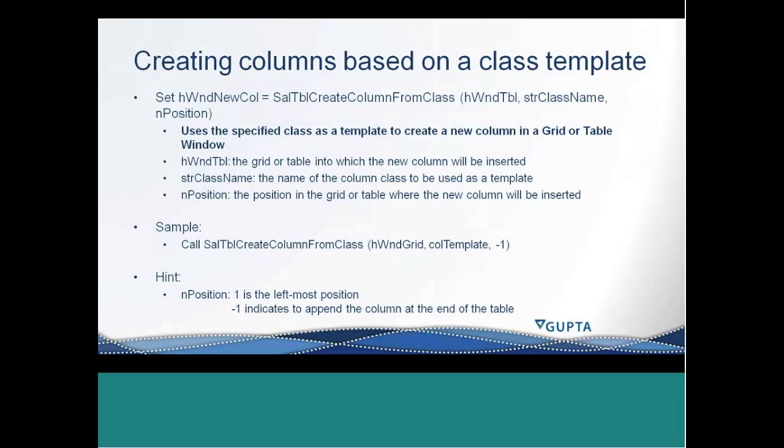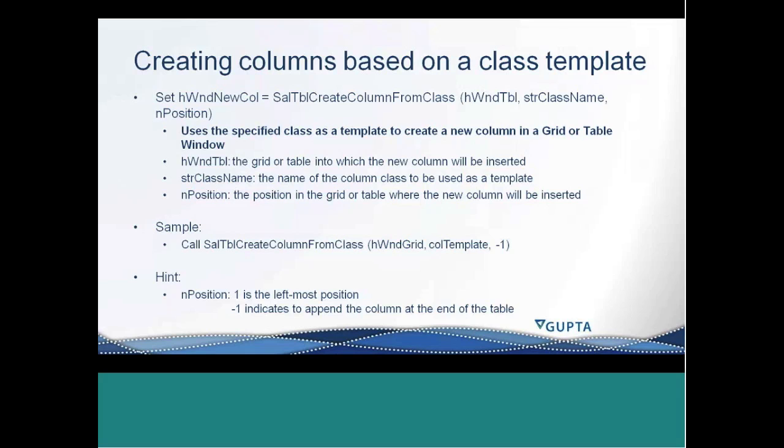we also put it in the table window. So you can use that same SalTableCreateColumnFromClass function for both the grid and the table window. So the first parameter is the grid or table window into which the new column will be inserted. The class name is the second parameter, so it's the name of the column class to be used as a template, and the position where you want this new column to be inserted in the grid or table window.